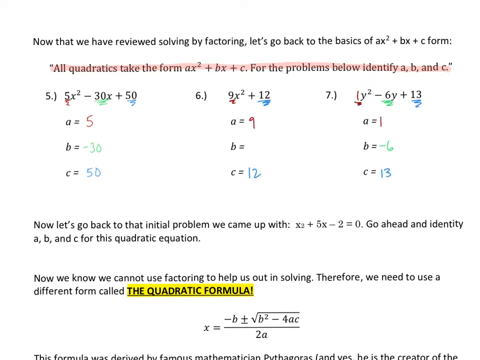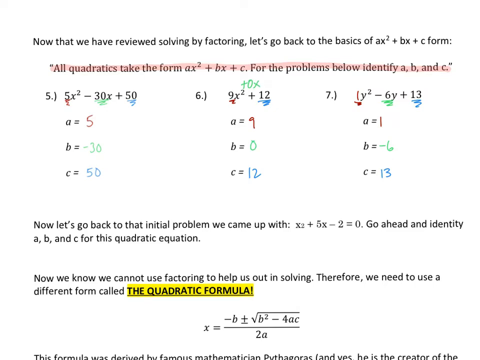All right, let's check your answers. Let's start with number 7. So our a value should be 1. Don't forget, you can always put an imaginary 1 in front of any variable if there's not a number there. Our b value is negative 6, and our c value is 13. Now going back to number 6, I see my a value is 9, but here's the tricky part. There's no x value. It's tricky because when I essentially don't have an x value, that's the same as saying plus 0x.